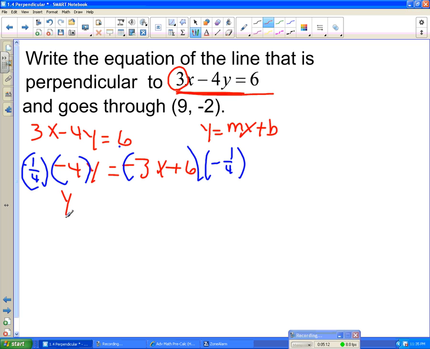So I have y equals, and then I'm going to take the negative 1/4 and distribute it. Negative 3 times a negative 1 is going to be a positive 3, and then 1 times 4 would be 4. So this is going to be 3/4 x. And then 6 times a negative 1/4 is going to be a negative 6/4. I can go ahead and reduce that at the end. I've got y equals 3/4 x, and I just reduce the negative 6/4 to negative 3/2.